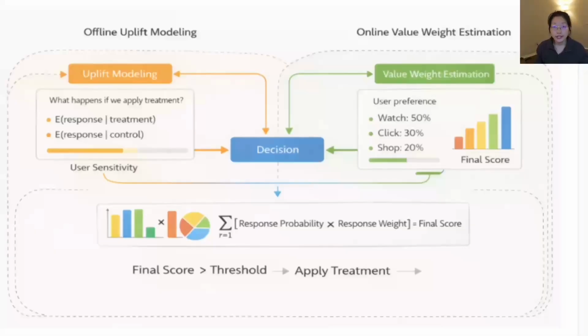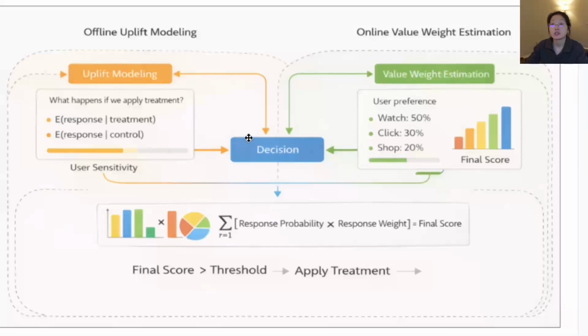So here is the big picture of how Kuaishou solved this problem. They dissect the problem into two components. One is the offline uplift modeling. The other is the online value estimation. The uplift modeling essentially models user sensitivity to each treatment. For example, here it is predicting the expected response of applying treatment and applying control. By calculating the delta, you will know the user's sensitivity to this treatment.